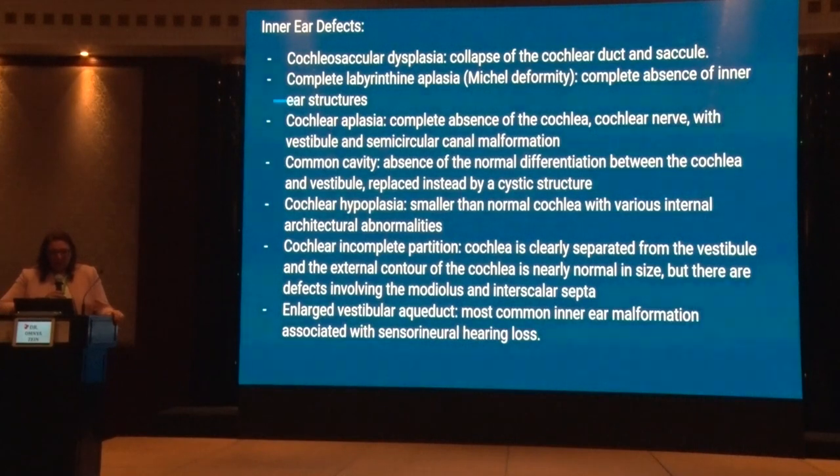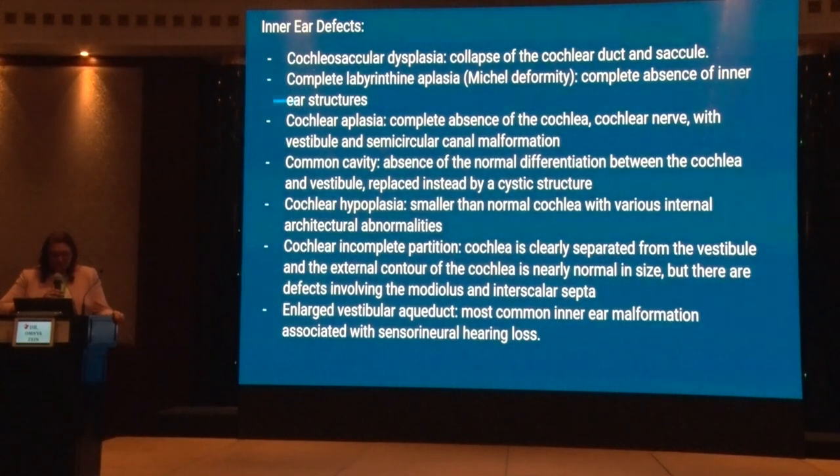The defects or congenital anomalies in the inner ear. Number one, cochleosaccular dysplasia. It means collapse of the cochlear duct and saccule. Complete labyrinthine aplasia, the Michel deformity. Complete absence of the inner ear structure.